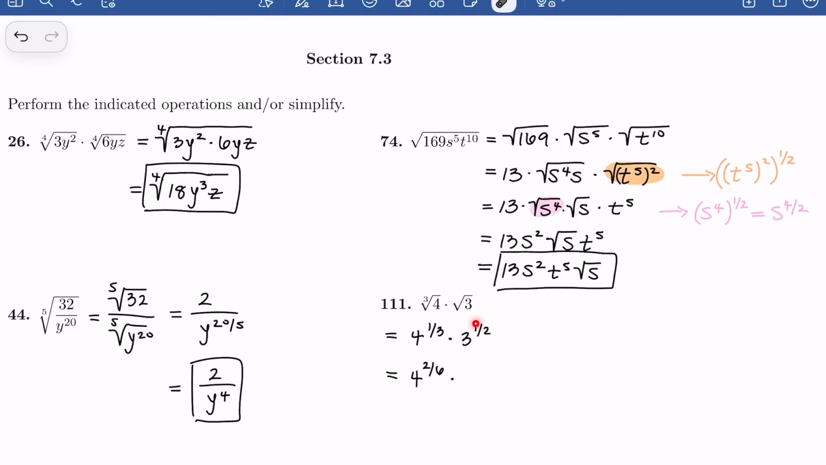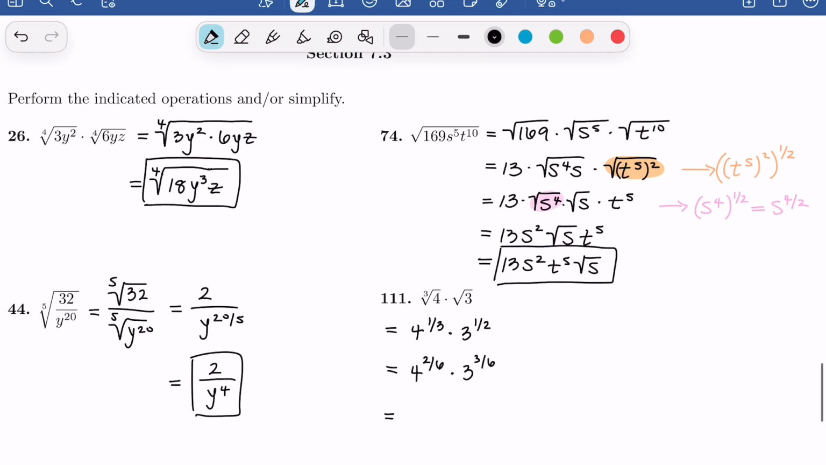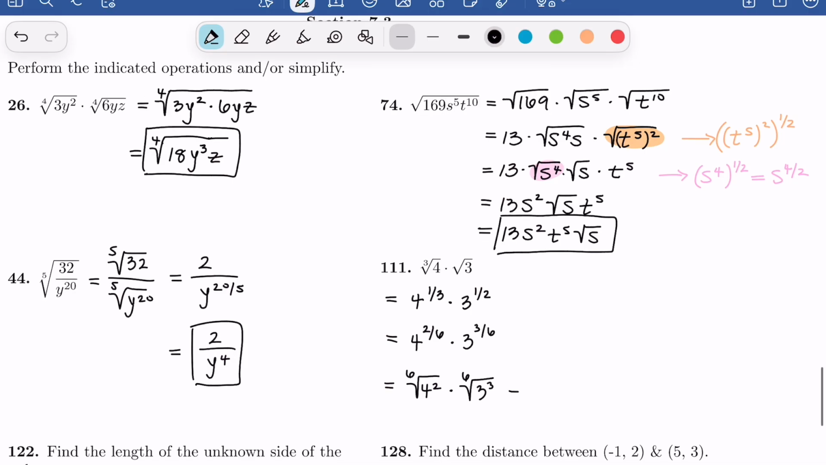And then for the second one, we're going to multiply the top and bottom by 3, so we get that 6 there. This is going to be 3 raised to the 3/6 power. So this is the same thing as rewriting this as a radical expression: the 6th root of 4 squared times the 6th root of 3 cubed. I'm running out of room here. We're going to take the 6th root of 4 squared, so that's the 6th root of 16, times the 6th root of 3 cubed, which is the 6th root of 27.